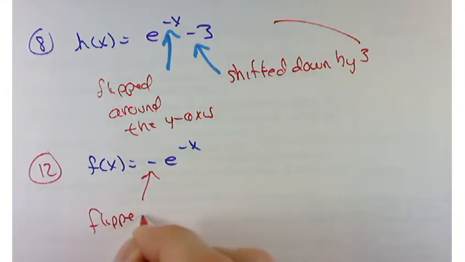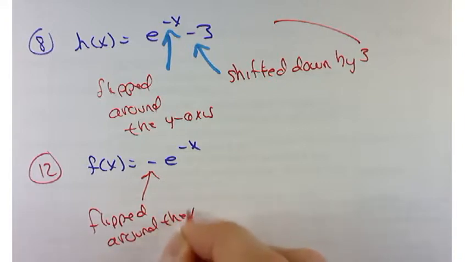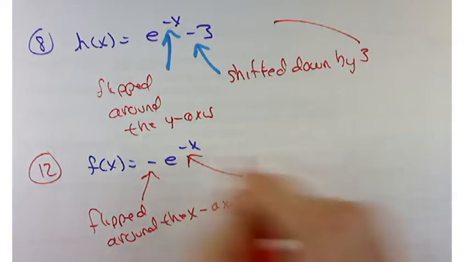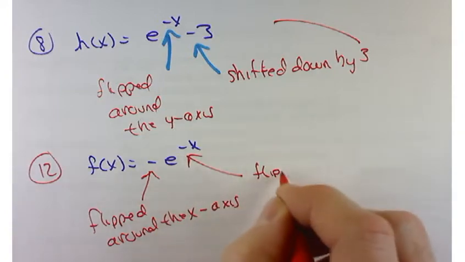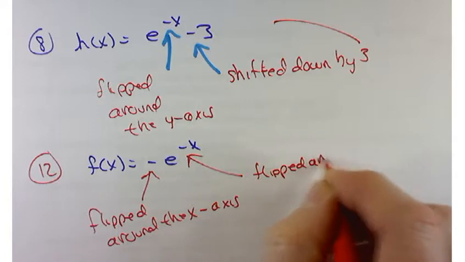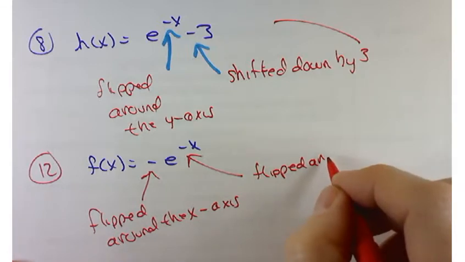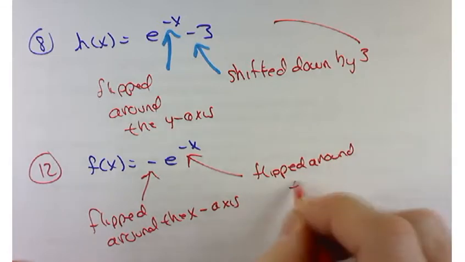Flipped around the x-axis. And how about the other one? Yeah, it'd be a decreasing function in the third and fourth quadrants, flipped around the y-axis.